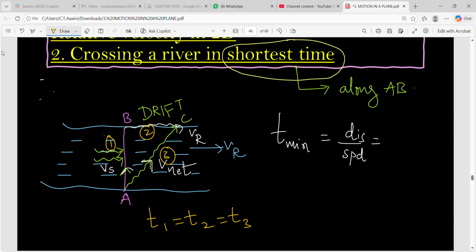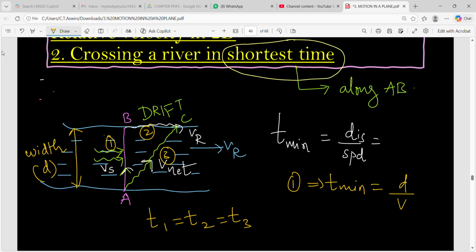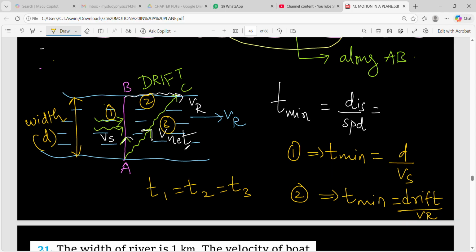Okay. So suppose this is the width of the river, right? Let this be d. Width of the river d. Now if I apply it for the first segment, what will be the minimum time taken by the swimmer? For the first segment, distance is d and speed is vs. If I apply it along the second segment, what is the minimum time? Distance by speed, but this time distance is nothing but the drift of the swimmer. Speed is nothing but the velocity of the river. Understood? You can apply it for segment 3 also.